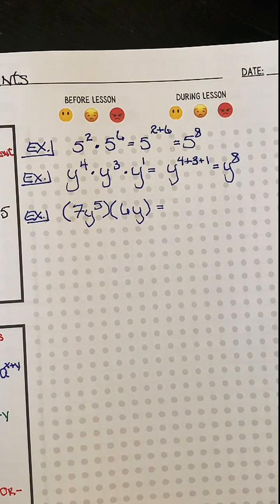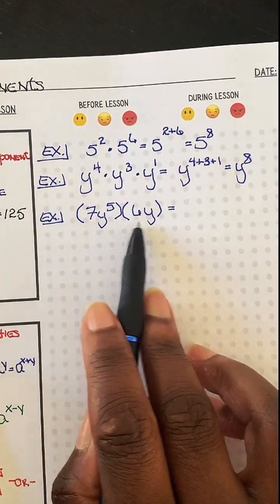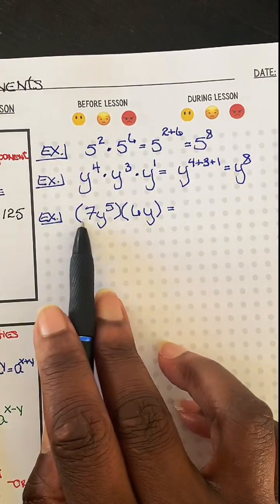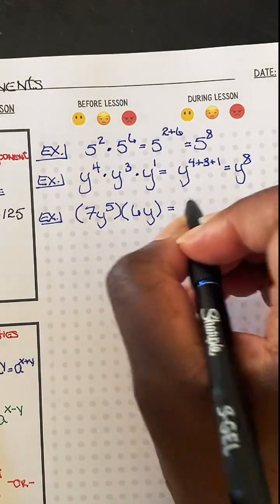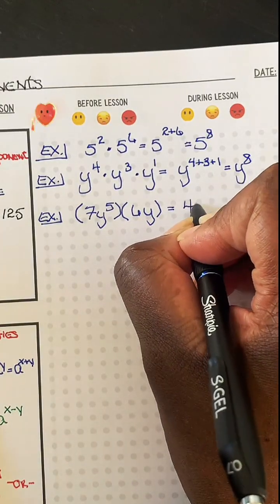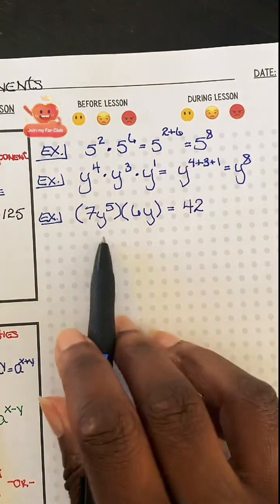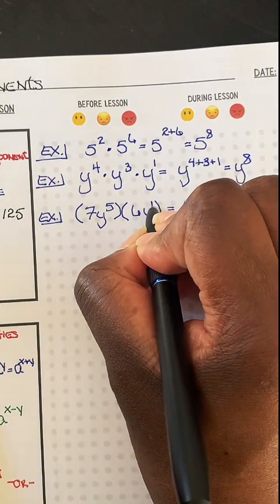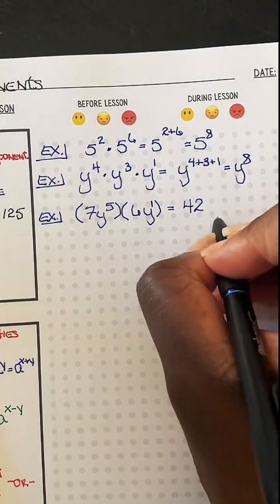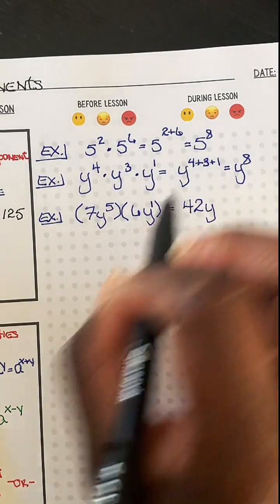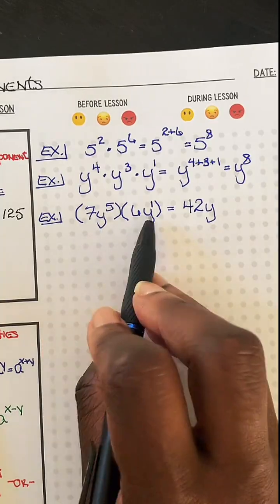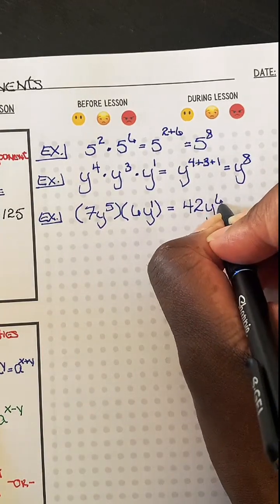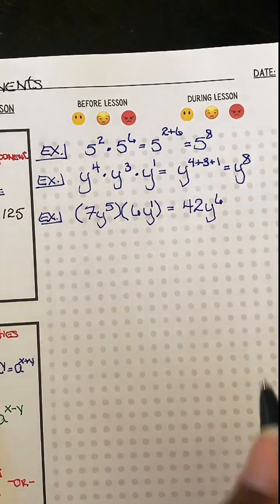Okay, y to the 7th. So like you guys are doing, you multiply the coefficients. So 7 times 6, that will give us 42. Now we have y to the 5th and we have y to the 1st. So when we do this, we're going to add our exponents. When you're multiplying, you add your exponents. So it will give you 42y to the 6th.